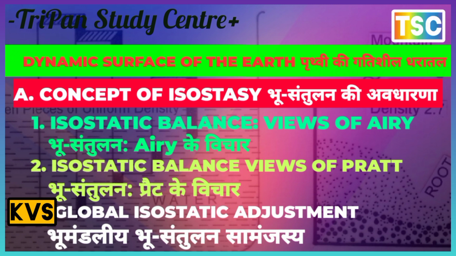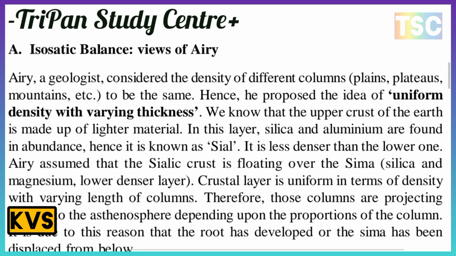Early geologists considered the density of different columns, plain, plateau, mountain, etc. to be the same. Another proposed the idea of uniform density with varying thickness. We know that the upper crust of the earth is made up of lighter materials. In this layer, silica and aluminum are found in abundance, and it is known as the sial, which we have already discussed. It is less dense than the lower one.